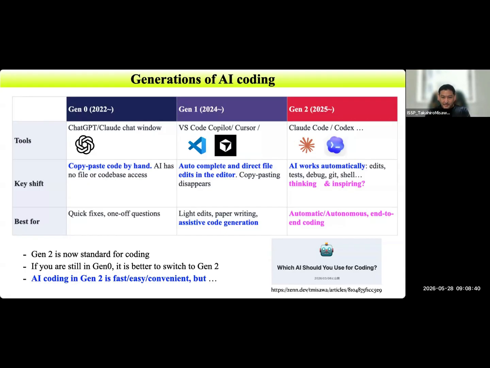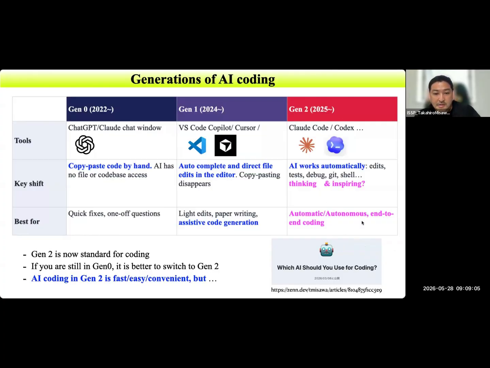And so in generation two, by using AI, the speed of coding is very fast. Typically 100 times faster than human coding. And so this speed is a big advantage. So how to use this speed of AI coding is a main task of computational material science.